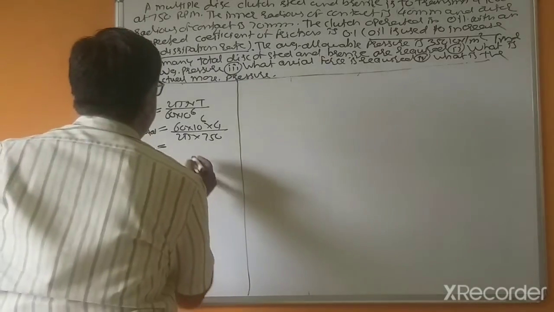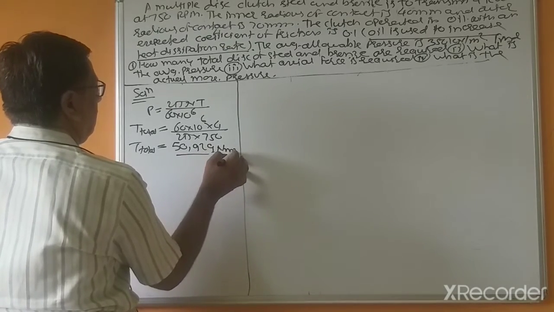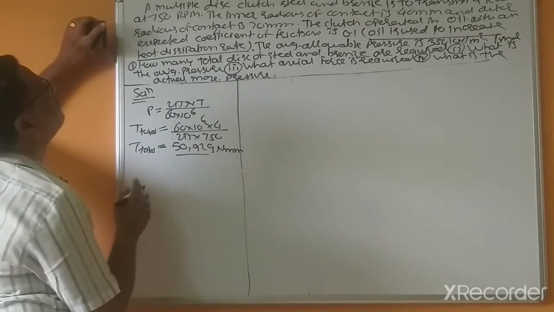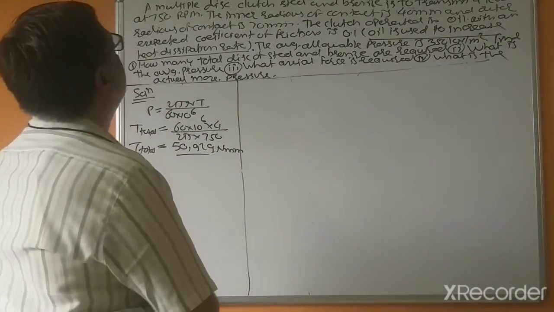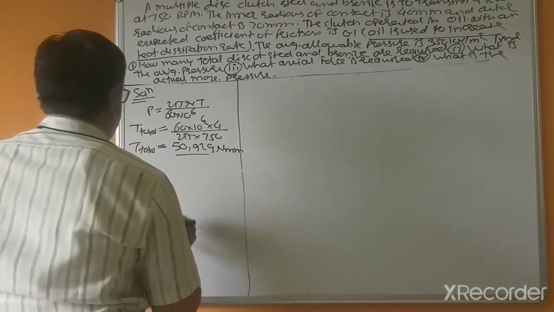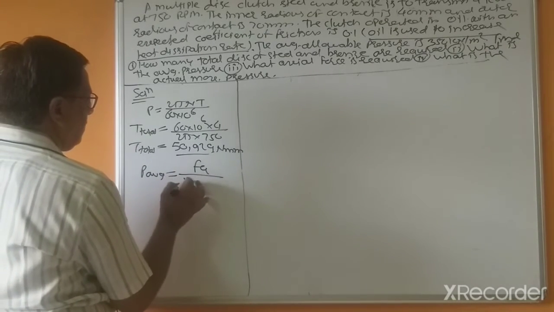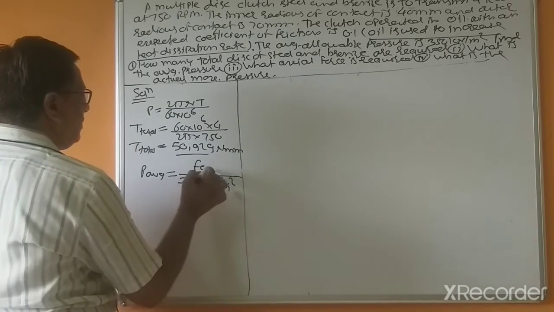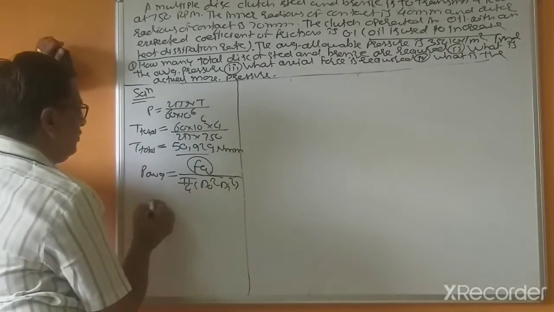So this is equal to 15929 Newton mm. Now the torque equation. Here the pressure is given, so the average pressure can be found with this formula, outer diameter square minus inner diameter square. By using these relations we can calculate the axial force required to engage, FA.